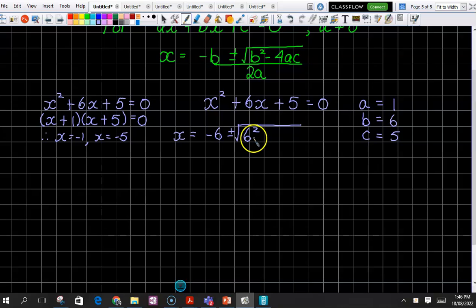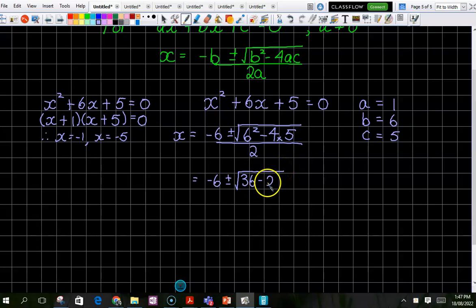All right, what do I have to do next? Take 4. Oh my goodness, what's in between the 4 and the A? Times. Now, do you want me to write times 1 or can we leave that out? We can leave it out. Times C all over 2 times A, 2. And now we're just tidying up. So we go minus 6 plus or minus 36 minus 20.